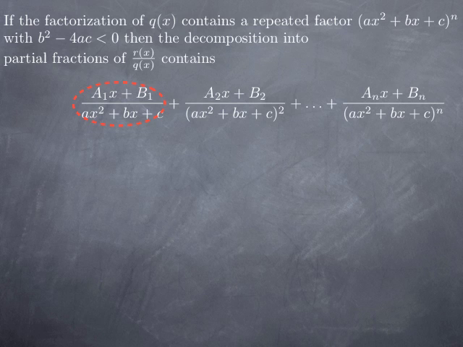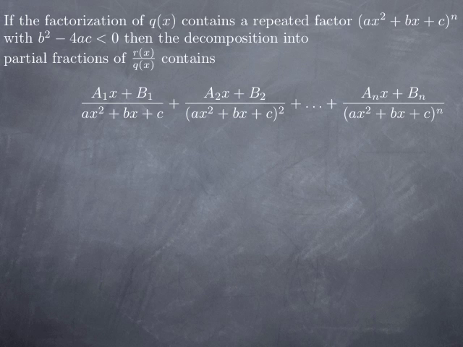So if the factorization of the denominator contains a repeated irreducible quadratic factor, something of the form ax squared plus bx plus c to the n, where ax squared plus bx plus c cannot be factored any further, which means b squared minus 4ac is negative, then the decomposition into partial fractions will contain the corresponding terms: a linear function over that irreducible quadratic factor, plus another linear function over that irreducible quadratic factor squared, and then we have one such term for each power of this irreducible quadratic factor, from 1 all the way to power n.